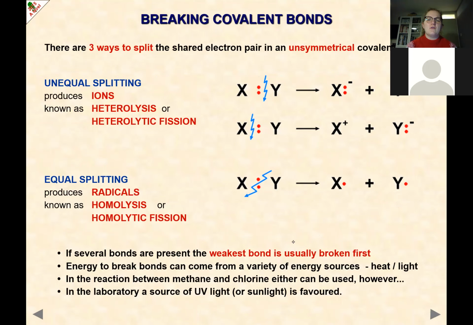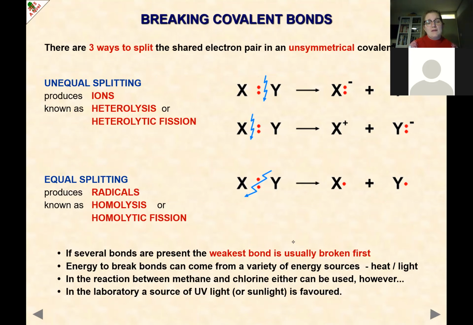So covalent bonds, how do we break them? There are three ways we can break them. The shared electron pair in an unsymmetrical covalent bond, we can either go with unequal splitting. Unequal splitting basically means that one of the atoms gets all the electrons, the other doesn't get any. In this situation, we're going to produce ions, and this is heterolysis or heterolytic fission.